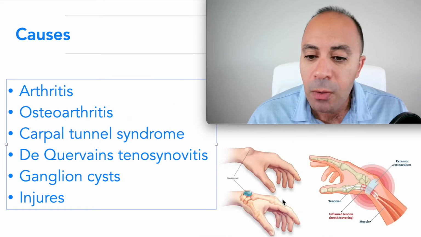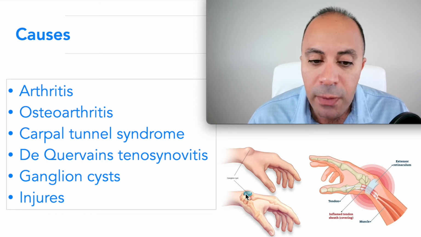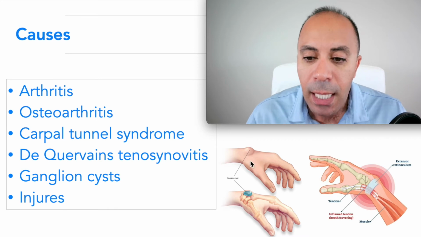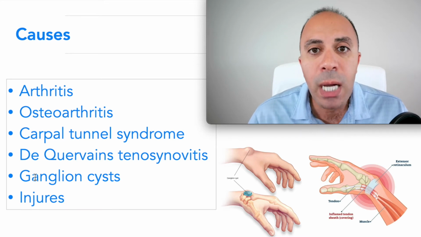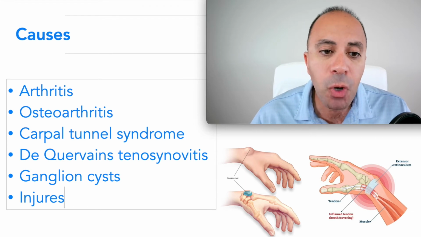The other thing that could be a risk factor, not very common, but some people might have it, is a ganglion cyst, which is inflammation in the cyst here that causes swelling in this area, or you might have it from injury, from an accident, or trauma.